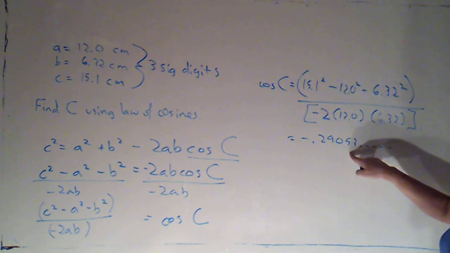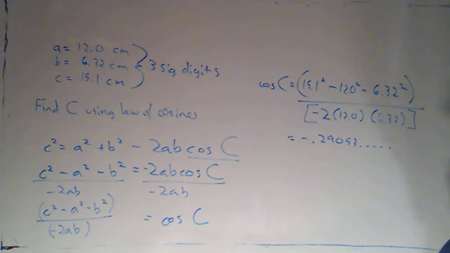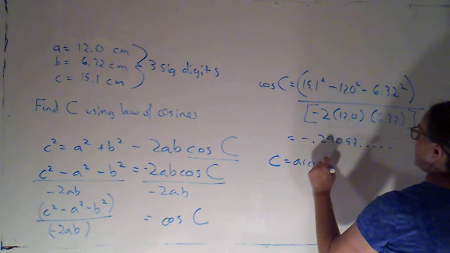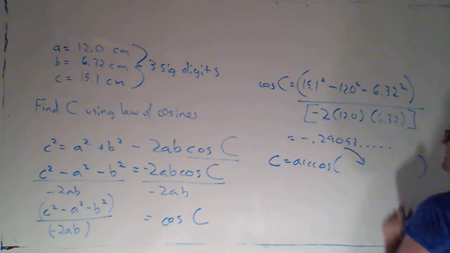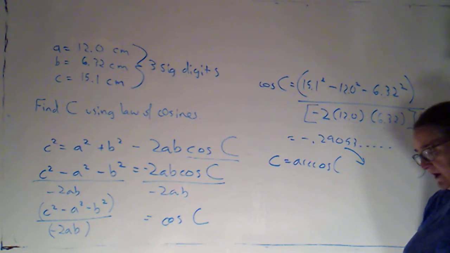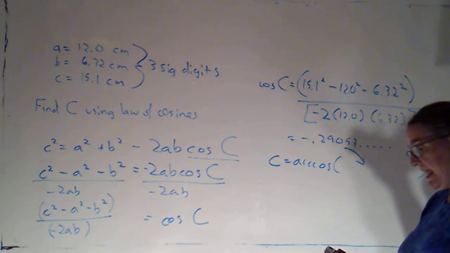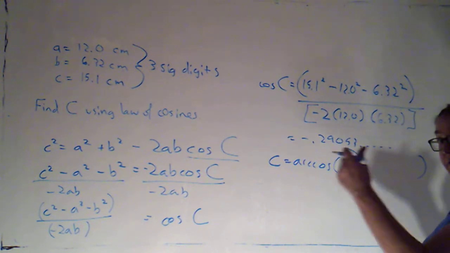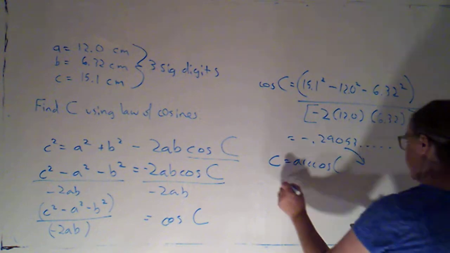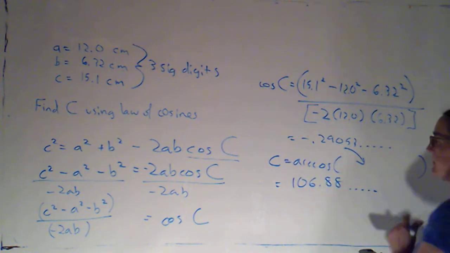I'm not going to round that, because that's cosine of C, and I wanted to know what C was. So C is the arc cosine of that number. On my calculator, I can hit shift and cosine, which puts cosine inverse on my screen. Then I'll use the answer key to plug in the previous answer. And that gives me 106.88 and so on.